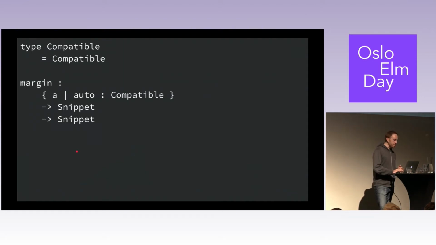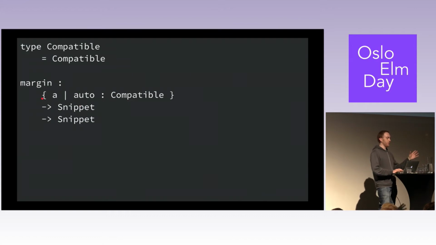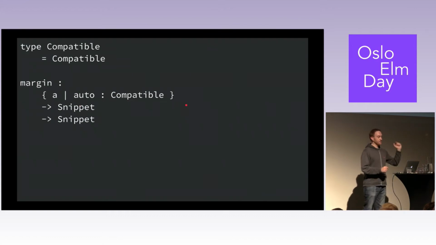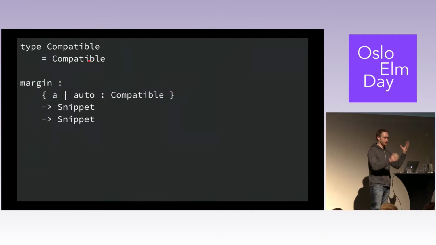So basically, I created this type called compatible, and all it is just to make the error messages look a little bit nicer. So this is the basic idea. I say margin is a function. This is the margin function, and it takes something that's an extensible record that has a field which is of type compatible. As we can see, compatible is very boring. This is just a sentinel value that says, okay, margin has a field called auto, and it has a type compatible.